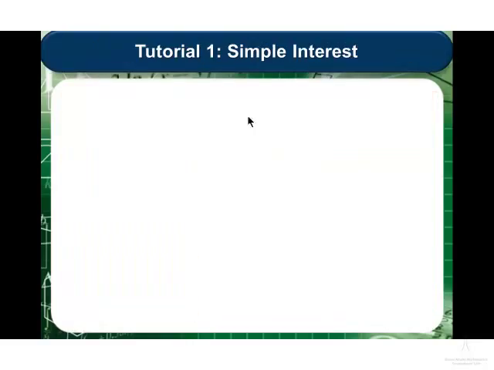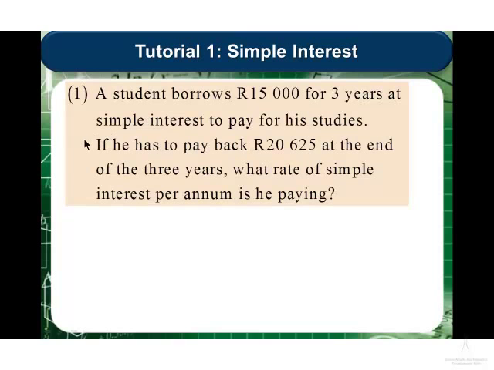I think you're ready now to tackle the first tutorial of this particular video, that is on simple interest, and it's linked to lesson number 1. Here we have the problems for the tutorial. The first problem: a student borrows 15,000 Rand for 3 years at a simple interest to pay for his studies. If he has to pay back 20,625 Rand at the end of the 3 years, what rate of simple interest per annum is he paying?